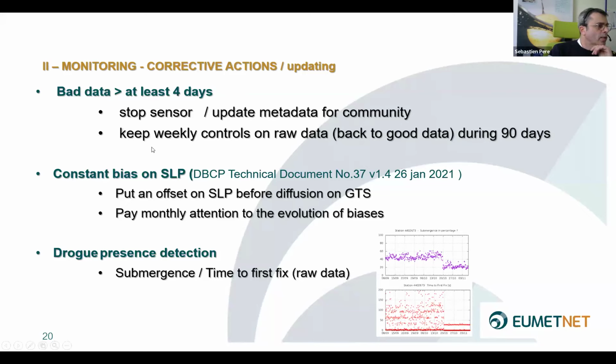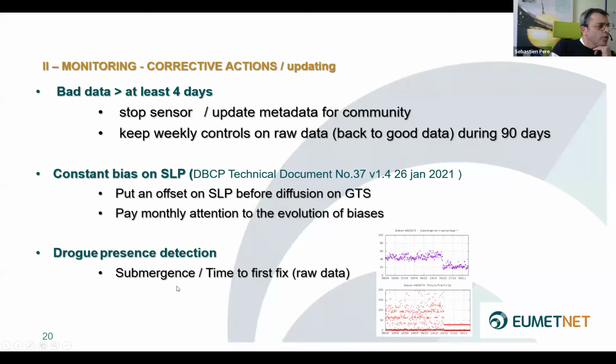And I keep control on raw data in case of need. Also, I apply DBCP technical document 37 in case of constant bias on sea level pressure. In this case, I put an offset on sea level pressure before diffusion on GTS to correct the bias and keep a good information. By the time, I have to pay monthly attention to the evolution of the biases, in case it gets worse.